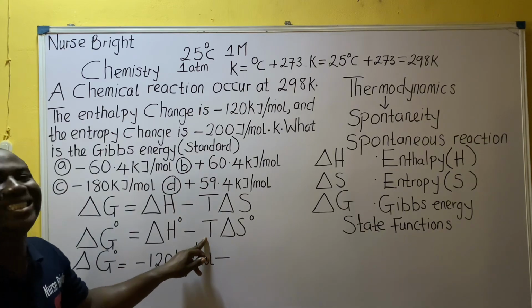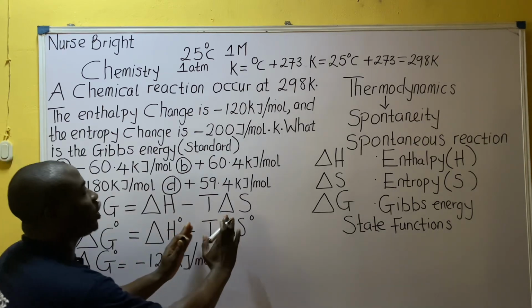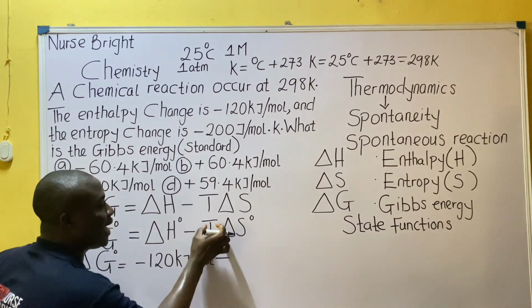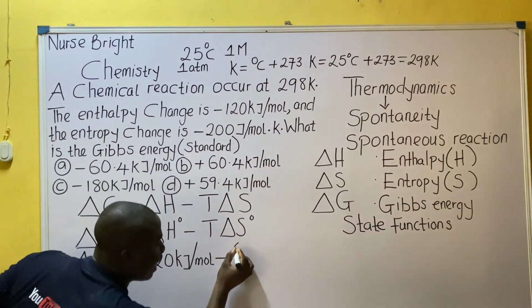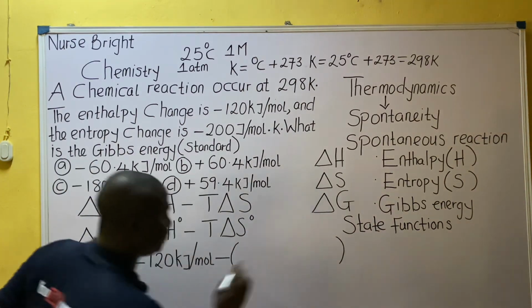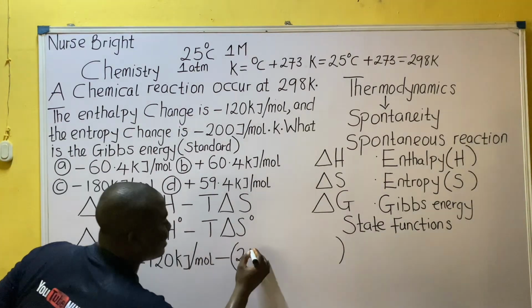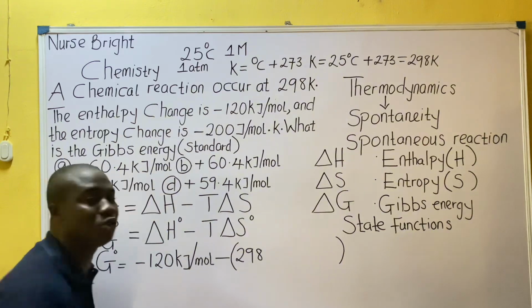T. T is temperature, right? So actually T delta S, they are together. But T delta S is like you saying temperature times this, so put them in a bracket. I don't want any stress. Are you there? So what's the T? Should I use 25 degrees Celsius or 298 Kelvin? 298, I beg you. Use 298 Kelvin.